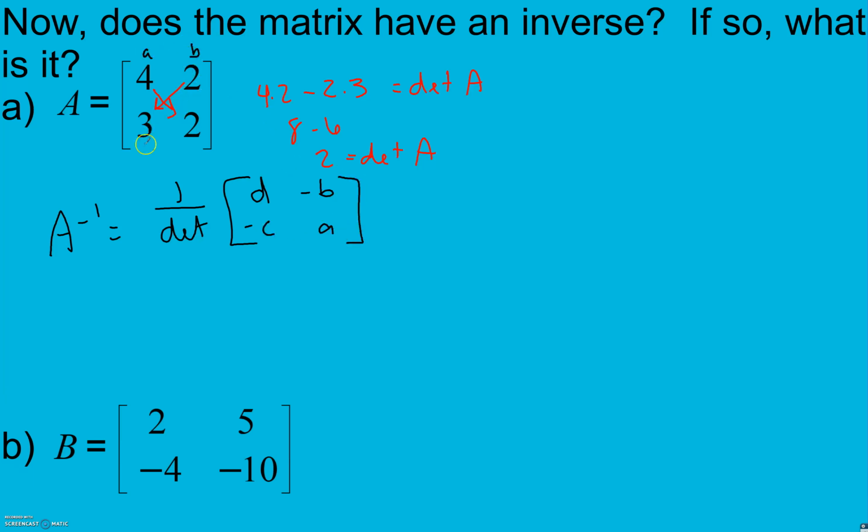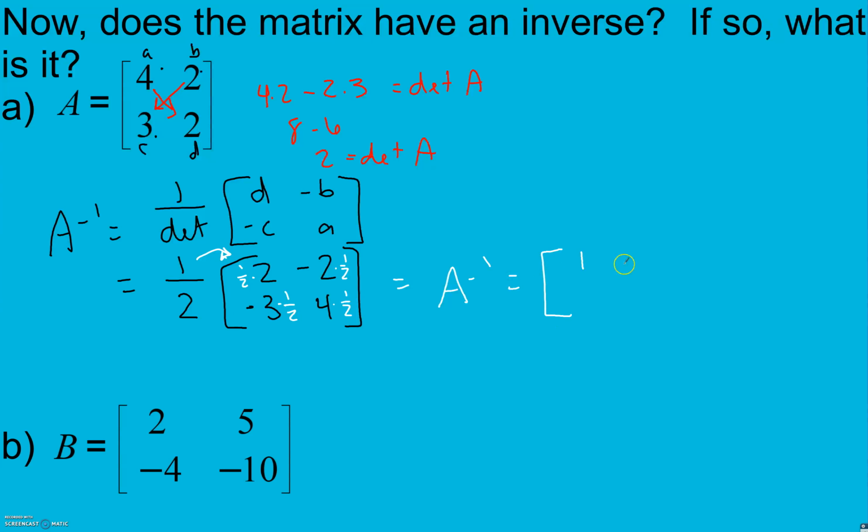We have A, B, C, D right now. 1 over 2 is our determinant. D is 2. The opposite of 2 is negative 2. C, opposite of 3. And A. And this is going to be our scalar factor, so we take it inside to each piece. 1/2, 1/2, 1/2, 1/2. We are going to get 1, negative 1, negative 3/2, and 2.